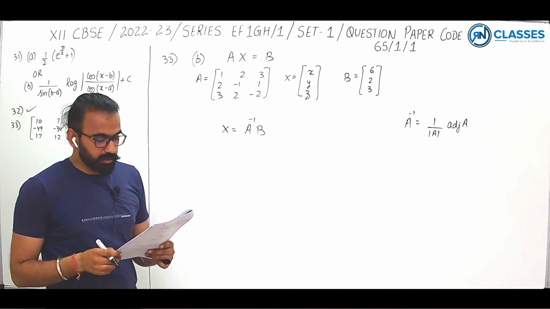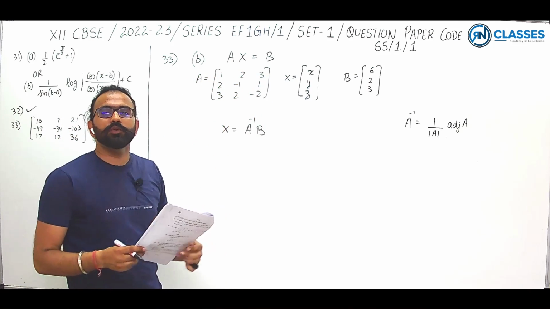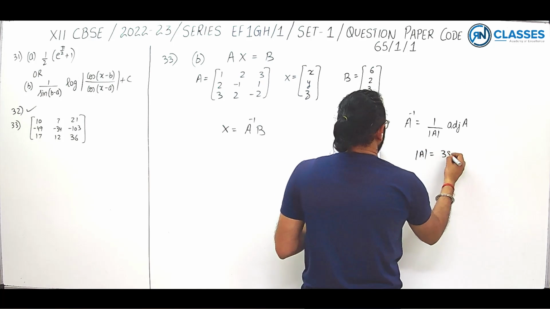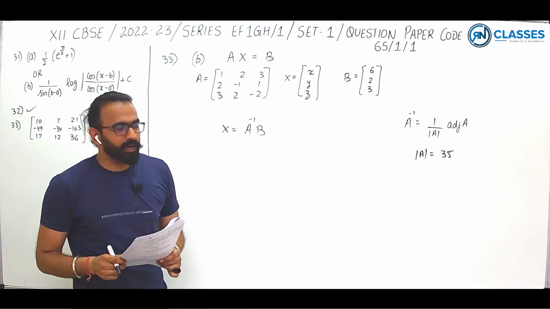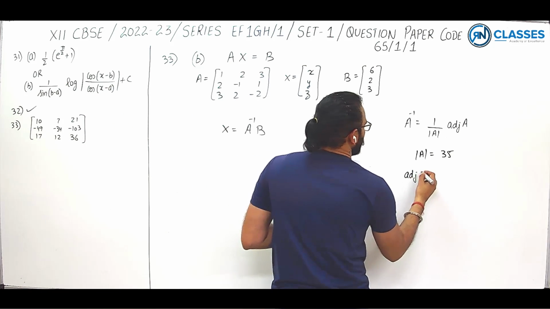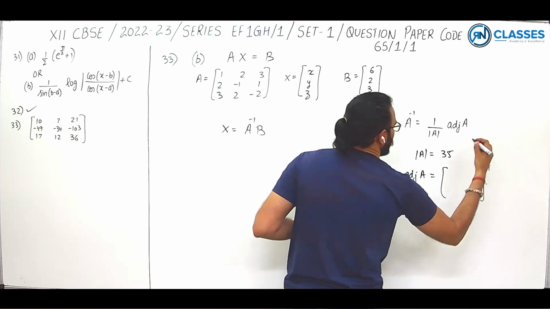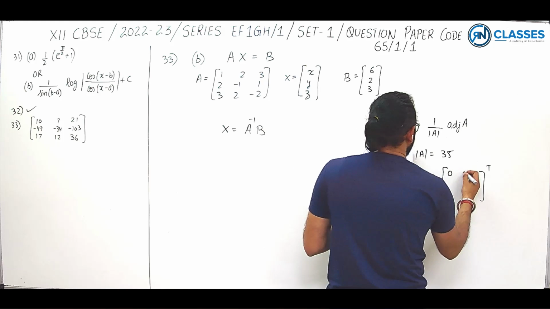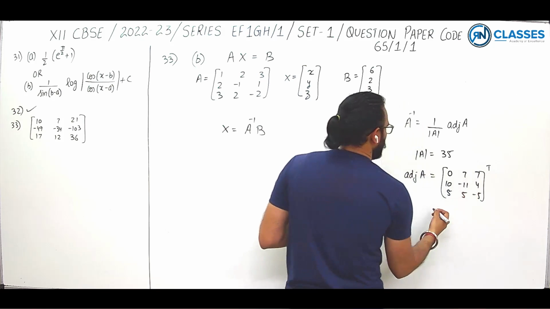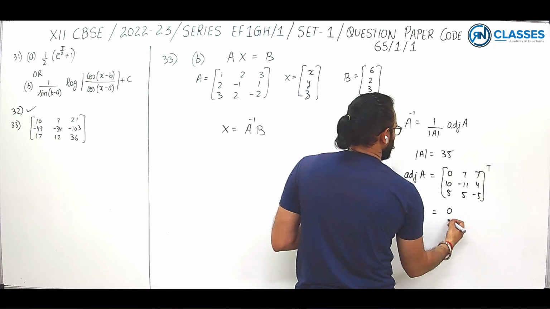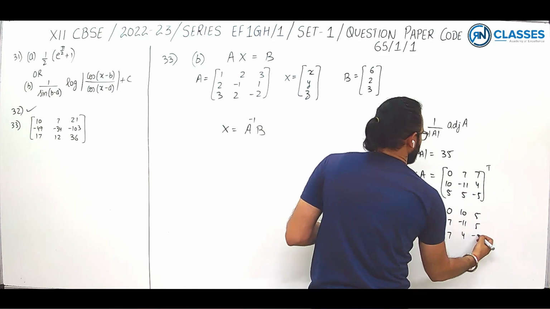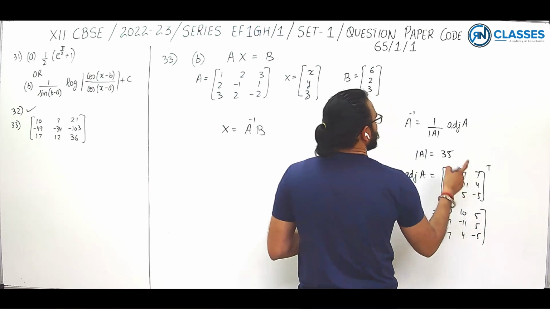Determinant of A we can easily find. Matrix A is present, using row 1 we can find its determinant, and the determinant of matrix A turns out to be 35. Now in order to find adjoint of A, we know that adjoint of A is equal to the transpose of the cofactor matrix. Cofactors you can easily find. Cofactor matrix turns out to be 0 7 7, 10 minus 11 4 and 5 5 minus 5. So finally consider its transpose, that is 0 7 7, row 2 changes to column 2 and row 3 changes to column 3. This is the adjoint of A and determinant of A.